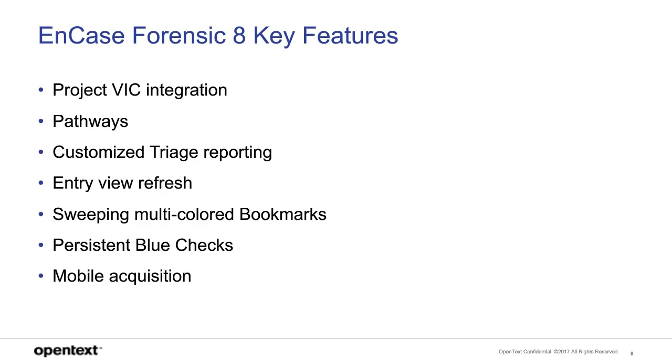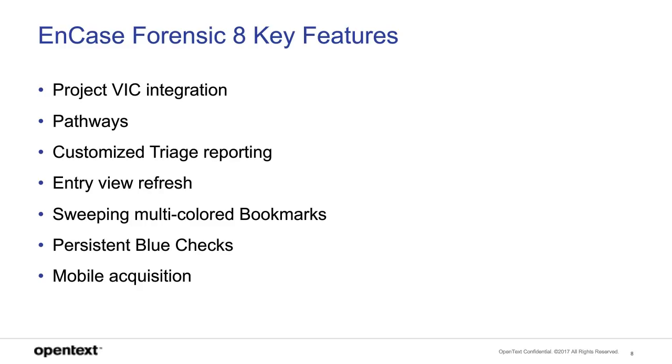Along with that, we've added customized reporting, multicolored bookmarks, persistent blue checks, and finally I want to add that we support 26,000 different mobile device types, which include tablets, drones, etc., which can be acquired as part of EnCase 8 without having to purchase anything extra.